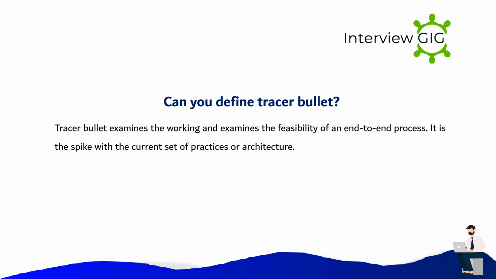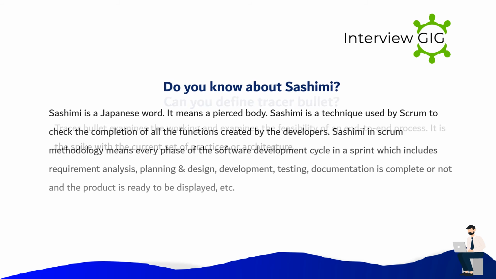Can you define tracer bullet? Tracer bullet examines the working and the feasibility of an end-to-end process. It is the spike with the current set of practices or architecture. Do you know about sashimi? Sashimi is a Japanese word. It means a pierced body. Sashimi is a technique used by Scrum to check the completion of all the functions created by the developers. Sashimi in Scrum methodology means every phase of the software development cycle in a sprint, which includes requirement analysis, planning and design, development, testing, and documentation, is complete and the product is ready to be displayed.